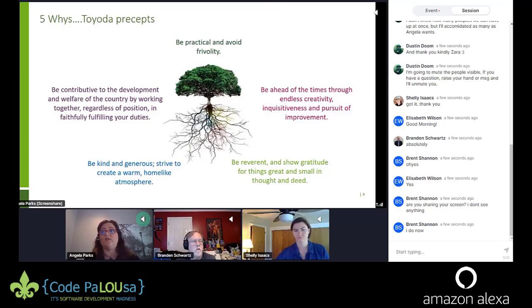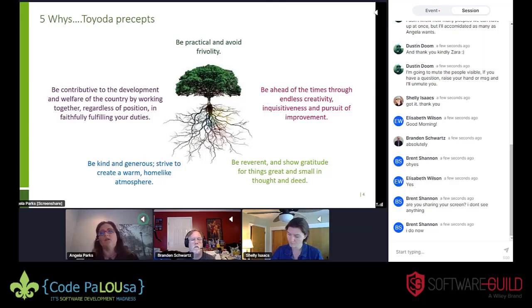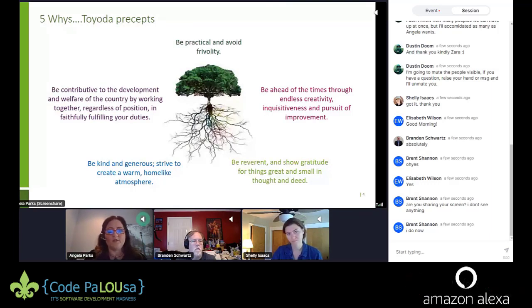And be reverent and show gratitude for things great and small in thought and in deed. And so, if you are a Scrum Master, perhaps you're like a servant leader. You want to show gratitude for the teams in which you're serving and just be a servant leader to them. Be kind and generous. Strive to create a warm and home-like atmosphere. Be contributive to the development and welfare of the country by working together regardless of position and faithfully fulfilling your duties. So did you notice in these precepts, there's no 5 whys, but there's still 5 things in the precepts. I always thought that was kind of interesting.